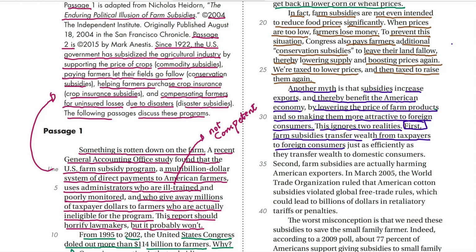Imagine. Farm subsidies transfer the wealth from taxpayers, from us as consumers, to foreign consumers. The consumers all over the world will benefit from it, just as efficiently as they transfer wealth to domestic consumers. Second one: farm subsidies are actually harming American exporters.